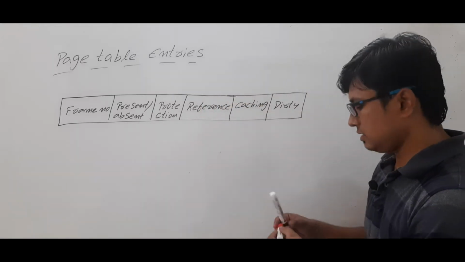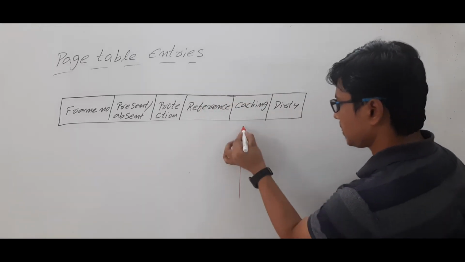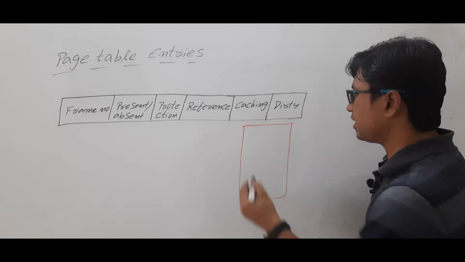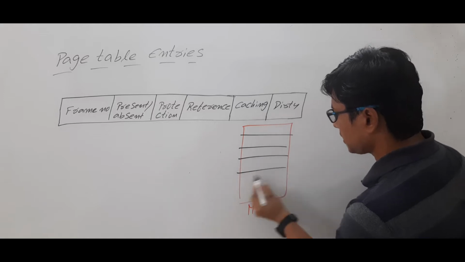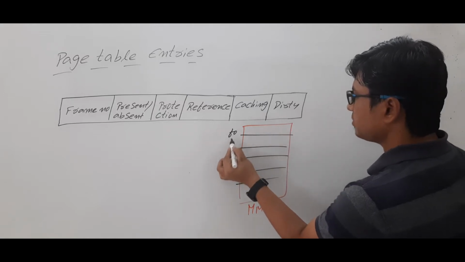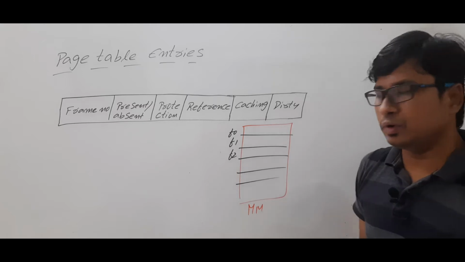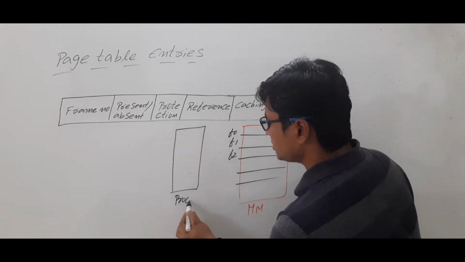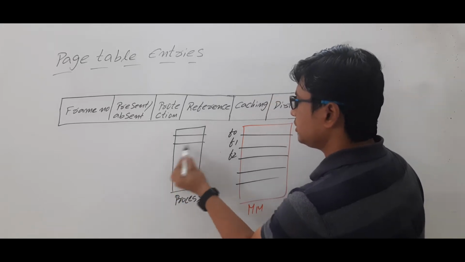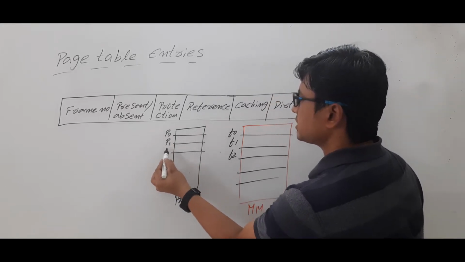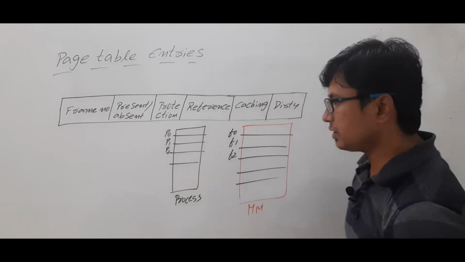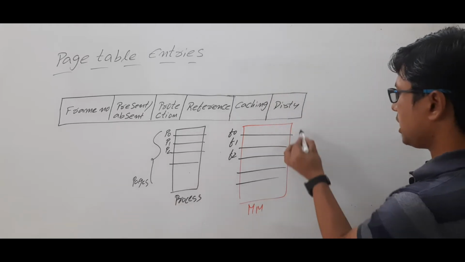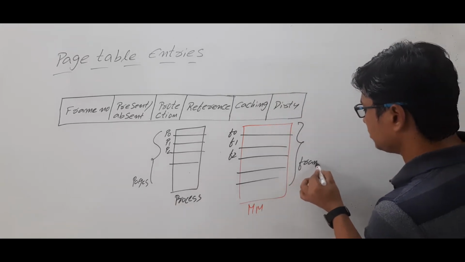In paging, the main memory is logically divided into frames. Okay, we will have frame number 0, frame number 1, frame number 2, and so on. And the process is logically divided into pages such as page number 0, page number 1, page number 2, and so on. So a process is logically divided into a set of pages and main memory is logically divided into frames.